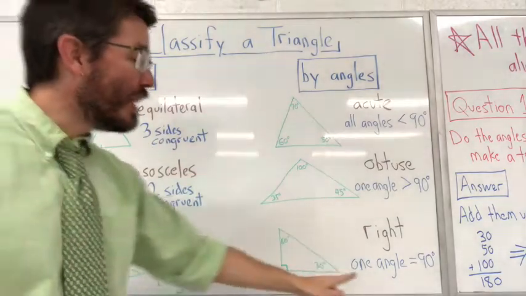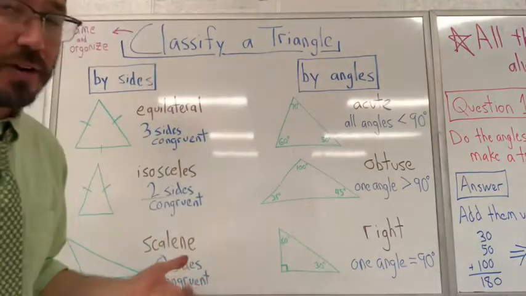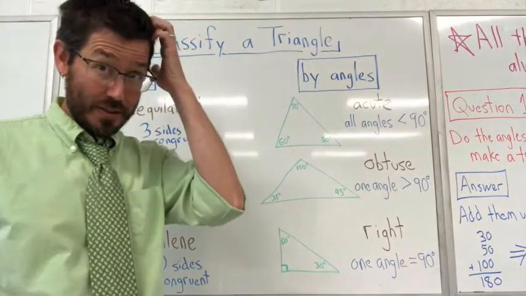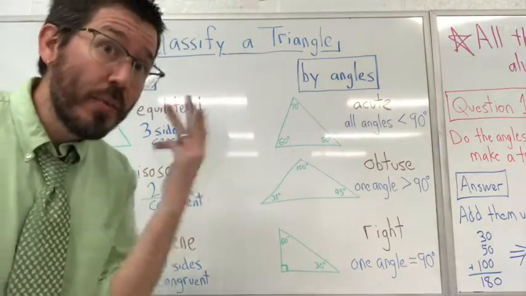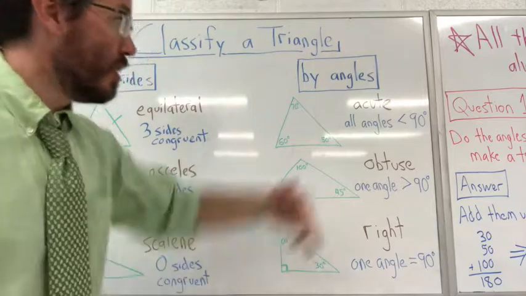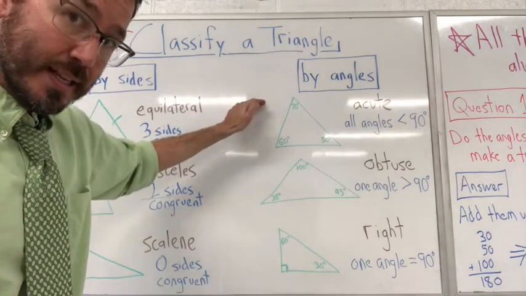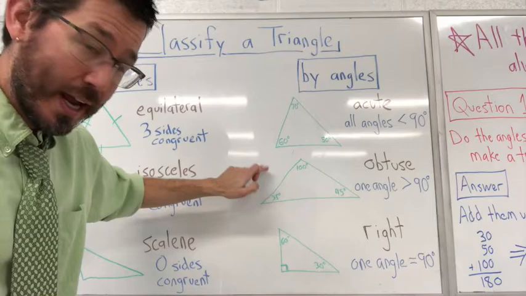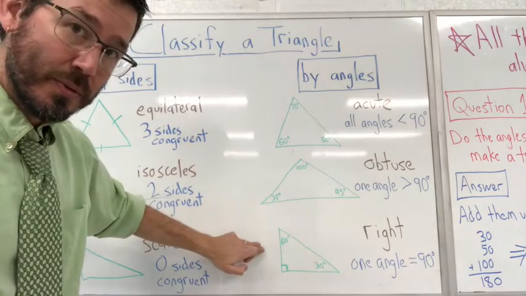And if one angle equals 90, we call it a right triangle. We talked about this a lot already earlier this semester. So there are 3 ways to classify a triangle by angles. Acute, everything less than 90. Obtuse, there's one greater than 90. And right, there's one that equals 90.